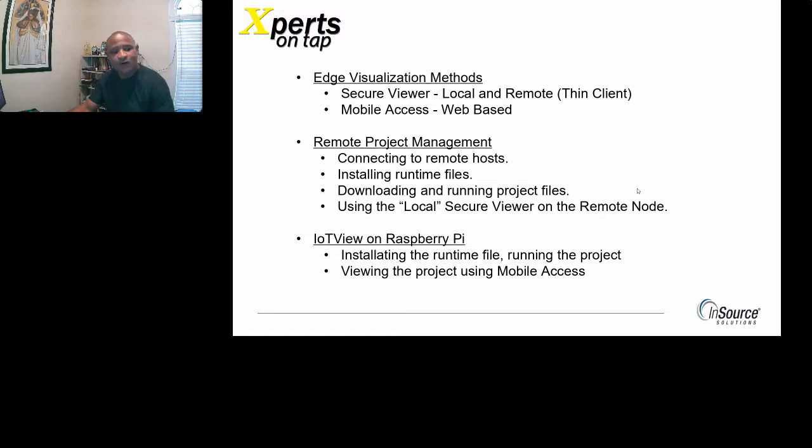And then finally, we'll move on to the IoTView software or the utility that will allow you to run the project on a remote node such as a Raspberry Pi or a Linux-based system. But in this case, we're going to be using mobile access to view the project, or the runtime environment. So in this case, I'm going to show you how to install the software, install the runtime files, and also download the project, and then finally run the project using IoTView and using the mobile access capabilities of the software. So with that, let's move on.